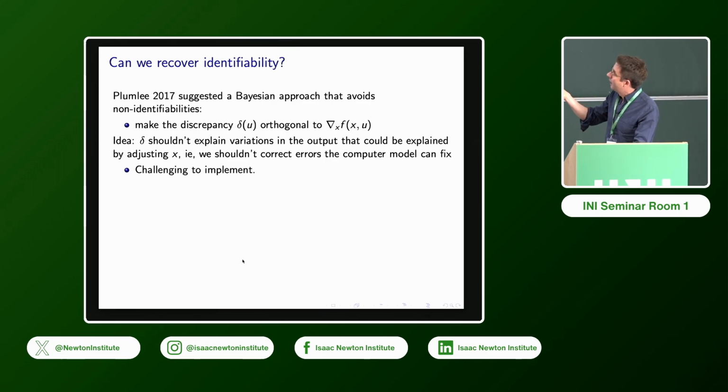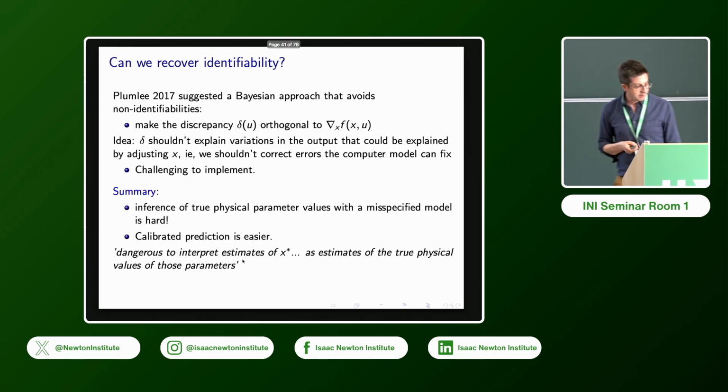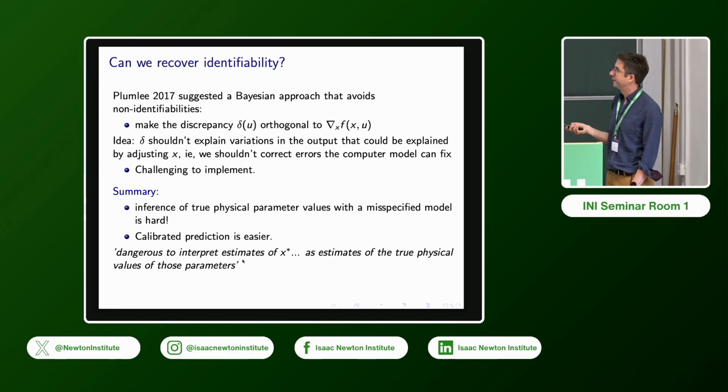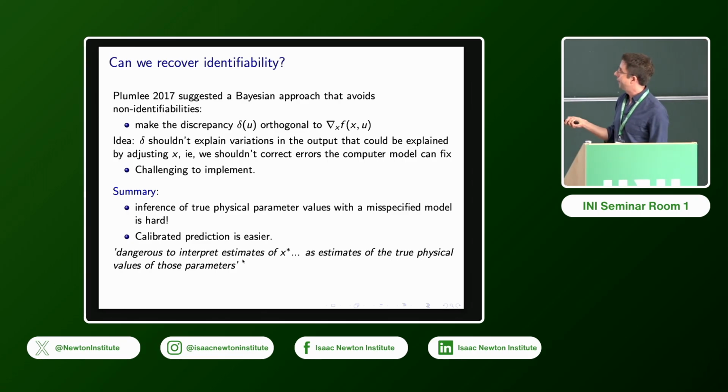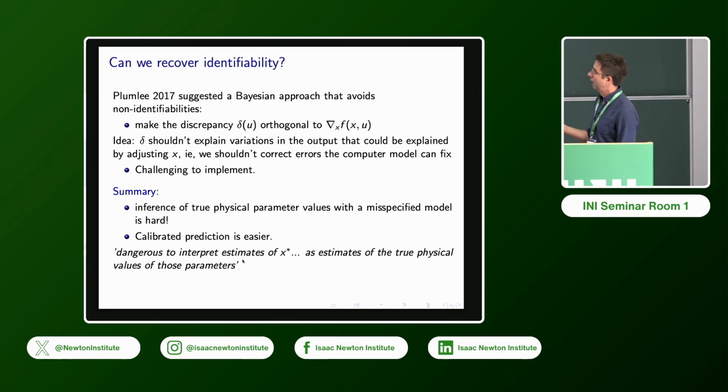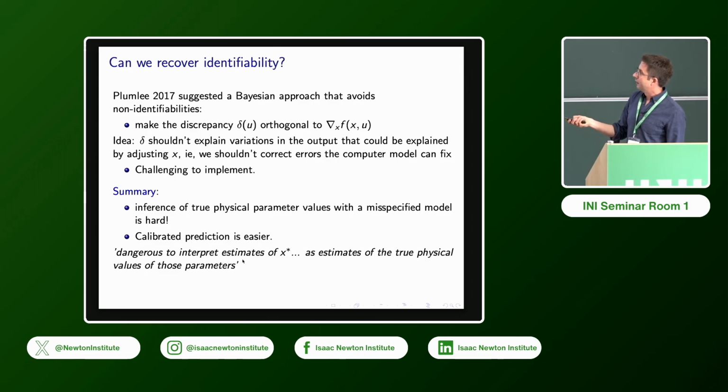Unfortunately, of course, this is very difficult to implement. For a complex model, we don't typically know the gradient and so on, but it's a really clean, nice idea. Okay, so some of the observation bit then is just to repeat this quote by Kennedy and O'Hagan, that we shouldn't think of x star anymore as true physical values necessarily when we have an imperfect model. And to repeat again, that prediction is easier.